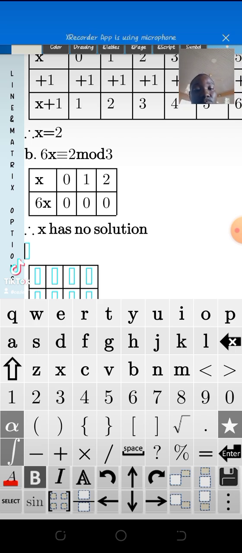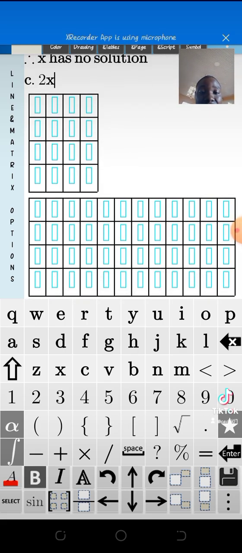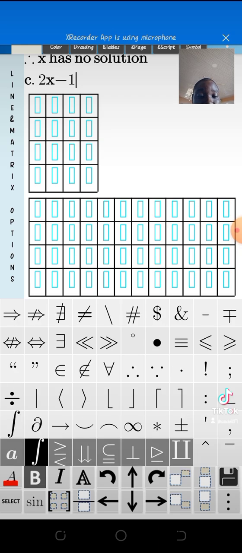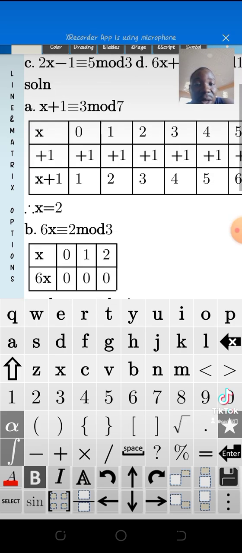Okay. So then let's quickly look at the C, all right, where we have 2x minus 1 equivalent to 5, 2x minus 1 equivalent to 5 in mod 3. Okay, let's check again. Okay, yeah.